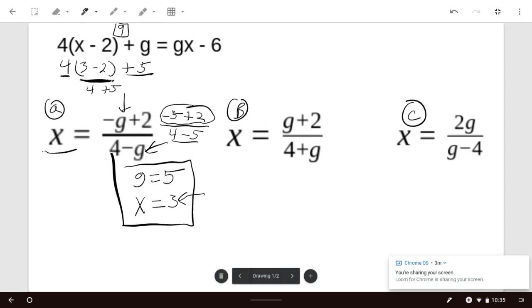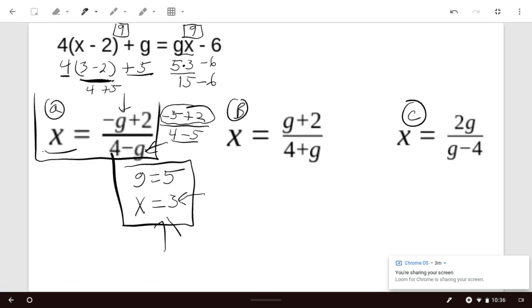And then we're going to do the same thing for the right side of the equation. G is equal to 5. And since it's Gx like this, that means you're multiplying them. So it's 5 times 3 minus 6. 5 times 3 is 15. And then you have 15 minus 6, which does equal 9. So because this combination of X and G works for the original equation, that means that option A is the answer.